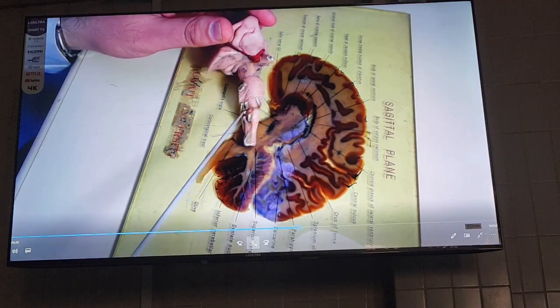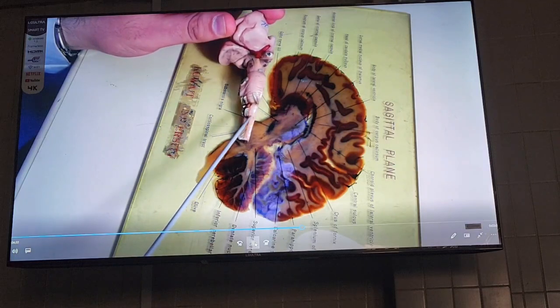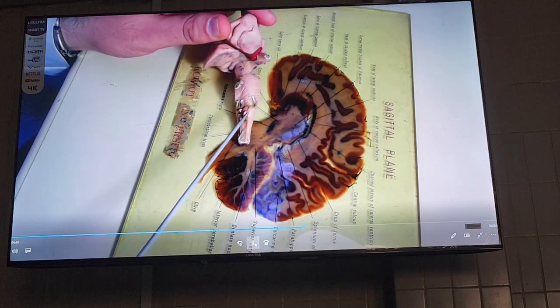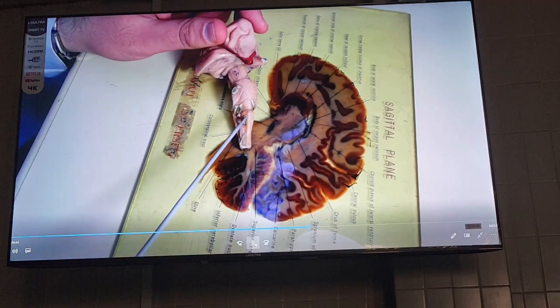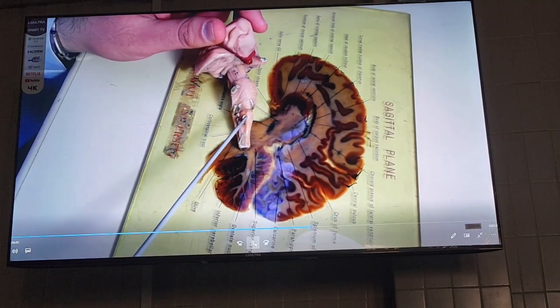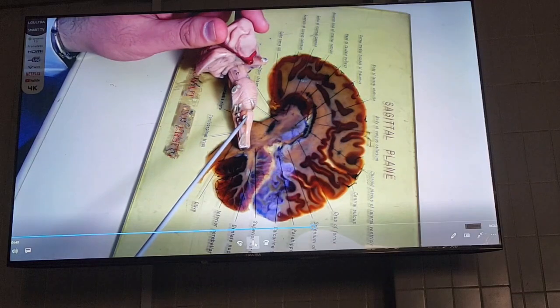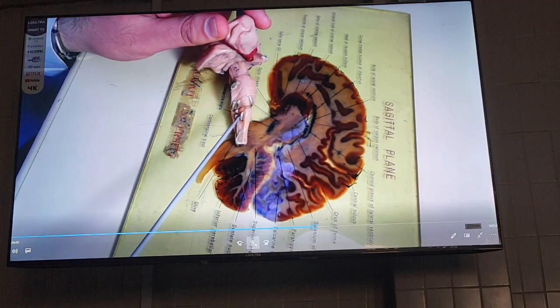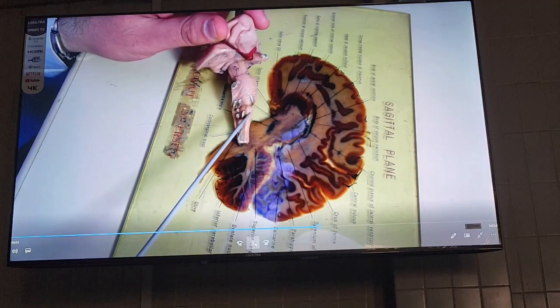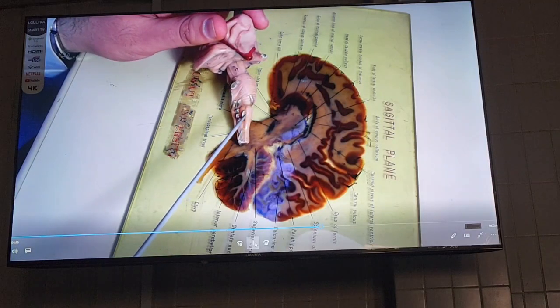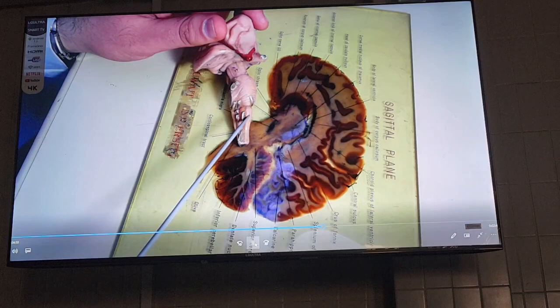This is the pyramid, and this is the olive. The pyramid contains the lateral corticospinal tract. So any defect in the function, either CVA or tumor, will affect these functions, and the patient will suffer from what we call upper motor neuron paralysis of the contralateral side. Why? Because the lateral corticospinal tract decussates in this region.